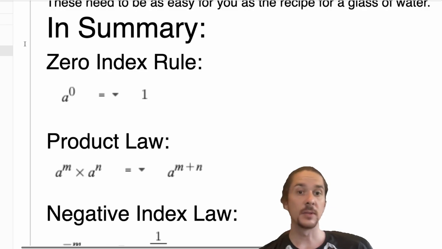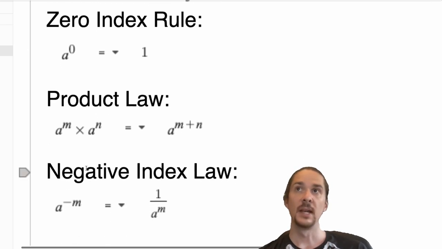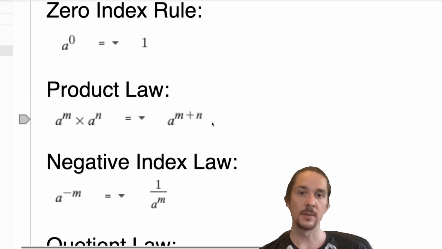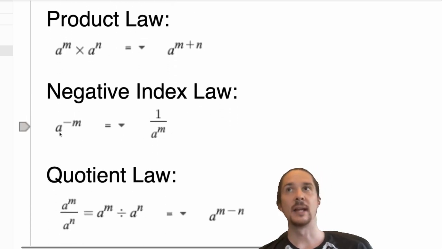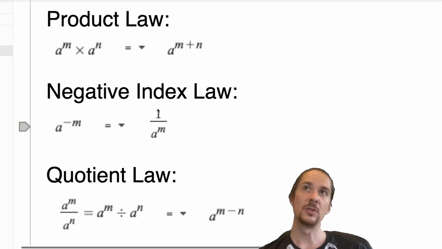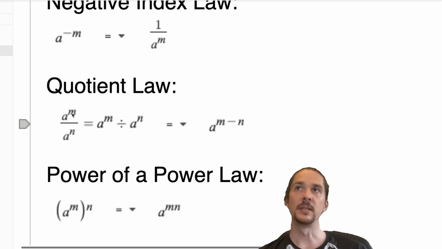Anything to the power of 0 is equal to 1. If you multiply something to one power times the same thing to a different power, you can simplify that by saying it's that number to the sum of the powers. We have a negative index law, which says that a to the negative m is the reciprocal of a to the m. We have the quotient law that says if we have a^m over a^n, or a^m divided by a^n, that is equal to a to the power of m minus n.